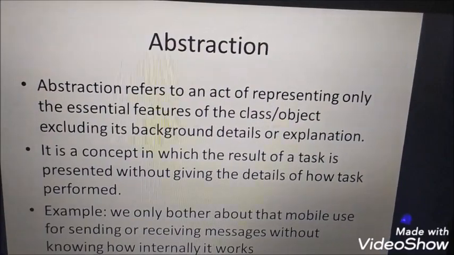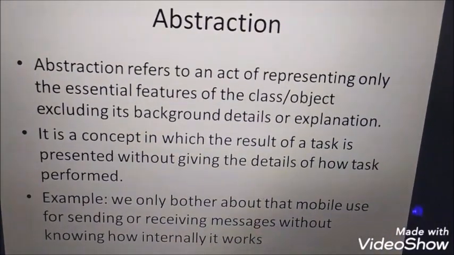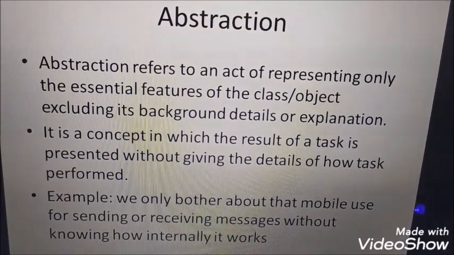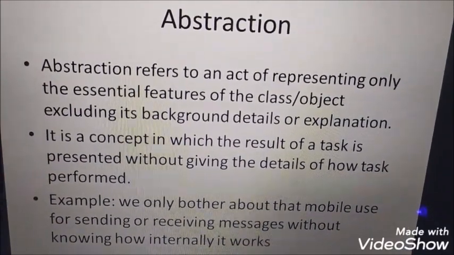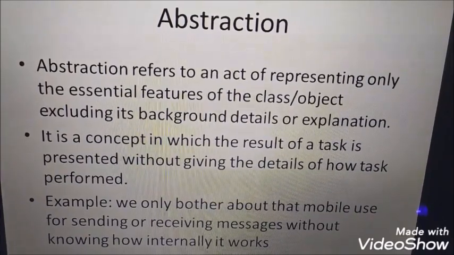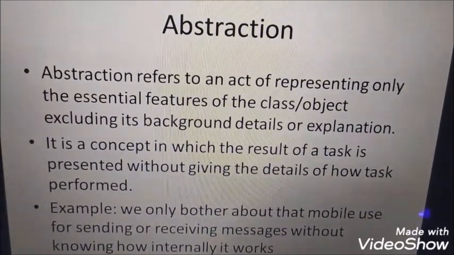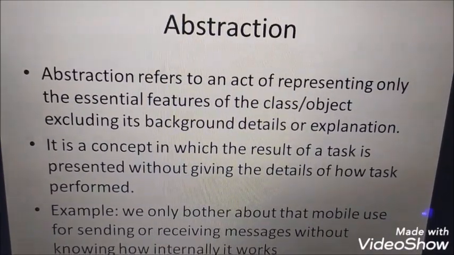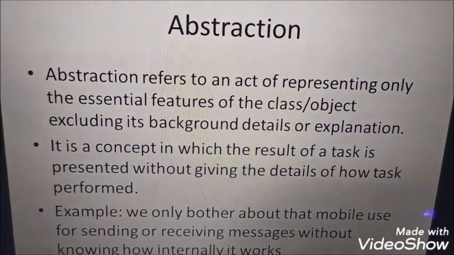I hope all of you understood the concept of abstraction from the examples. What is the definition of abstraction? Just look at the slide again. In the definition, abstraction refers to an act of representing only the essential features of the class or object, excluding its background detail or explanation. So now you are clear that we only need the essential features. We don't have to bother about the background details or explanation.